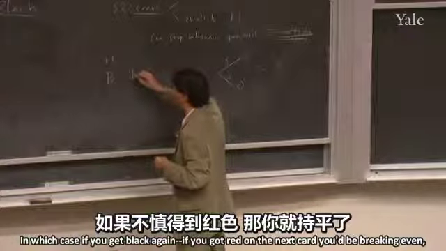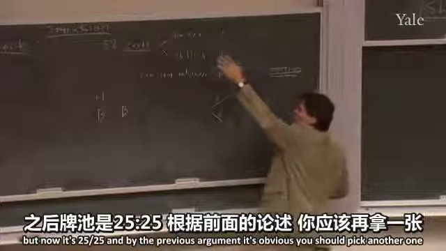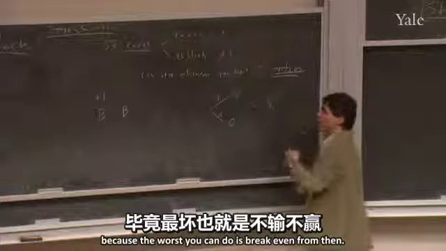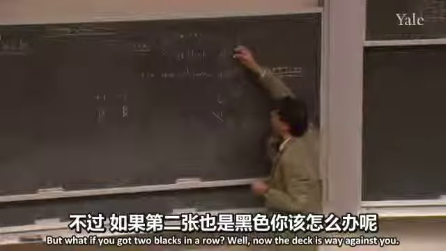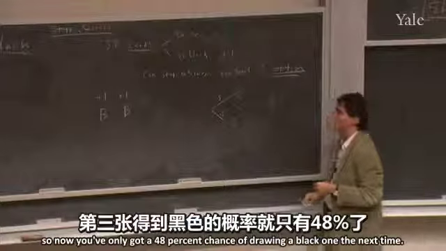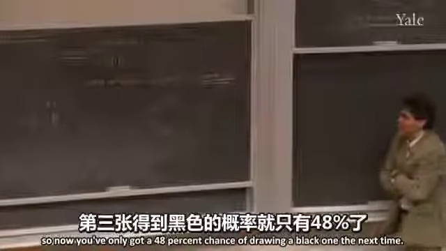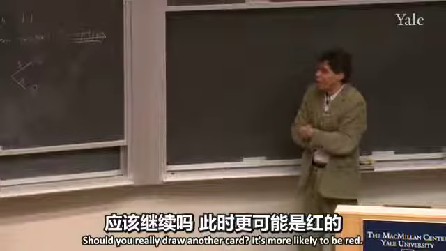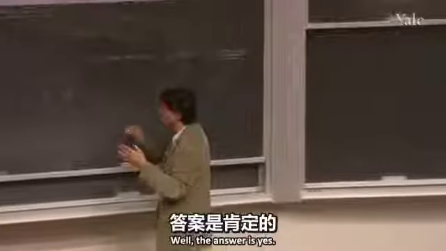In which case, if you got red on the next card, you'd be breaking even. But now it's 25-25, and by the previous argument, it's obvious you should pick another one, because the worst you can do is break even from then. But what if you got 2 blacks in a row? Well, now the deck is way against you. It's 26 red and 24 black. So now you've only got a 48% chance of drawing a black one the next time. The deck is going further against you. Should you really draw another black card? It seems another card is more likely to be red. Well, the answer is yes.